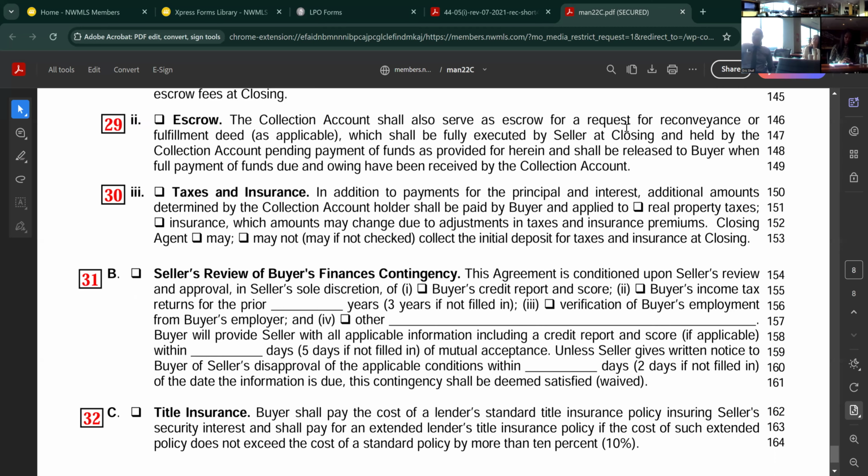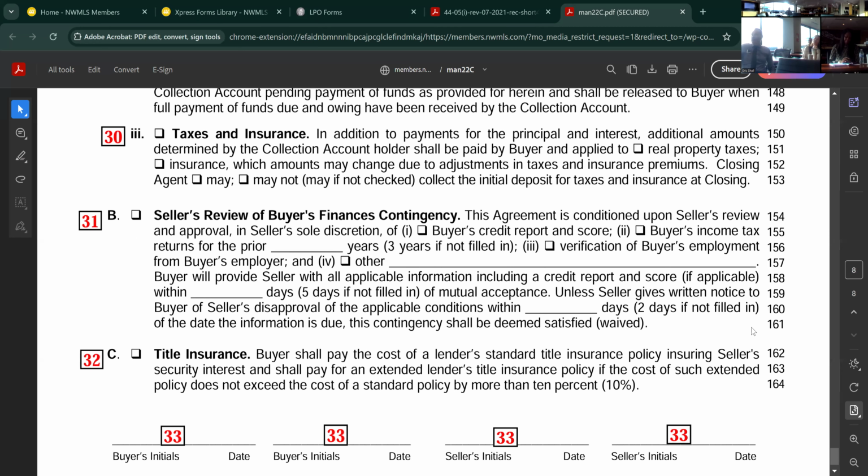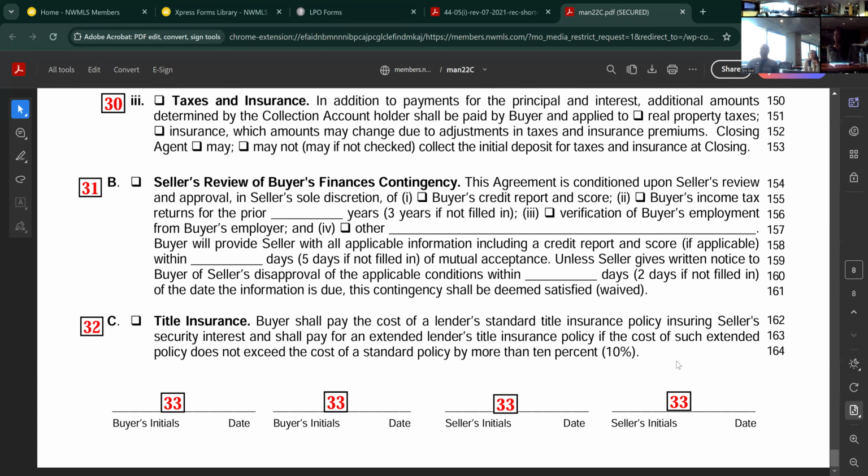Buyer shall pay the cost of lender's standard title insurance policy insuring seller's security interest, and shall pay for an extended lender's title insurance policy if the cost of such extended policy does not exceed the cost of a standard policy by more than 10%.